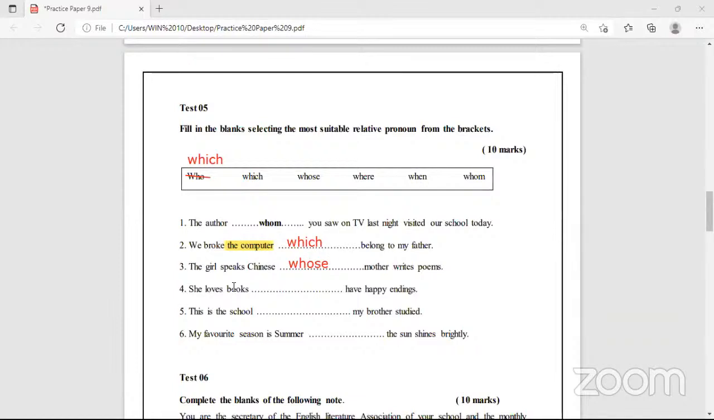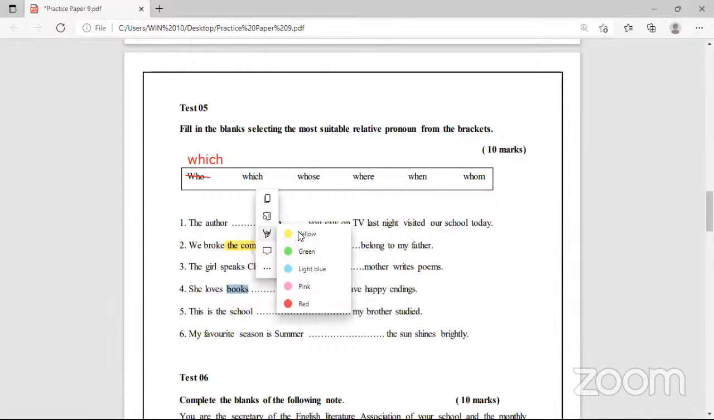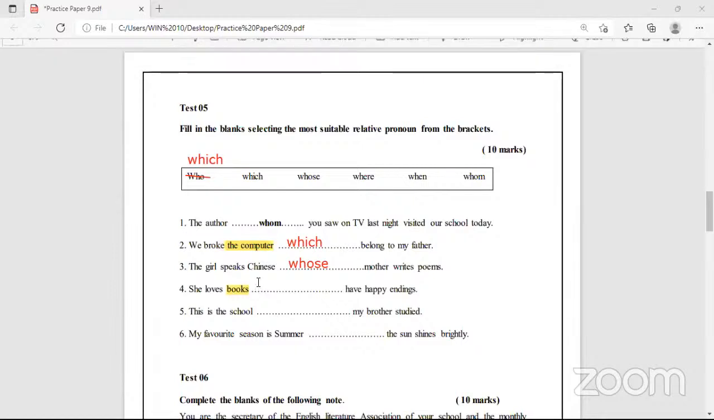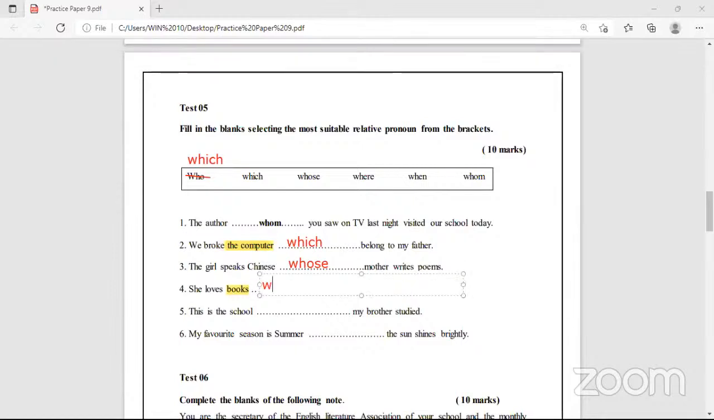The next one, she loves books. We have to take this word, this is the word we should use the relative pronoun for. She loves books which have happy endings. Which have happy endings.